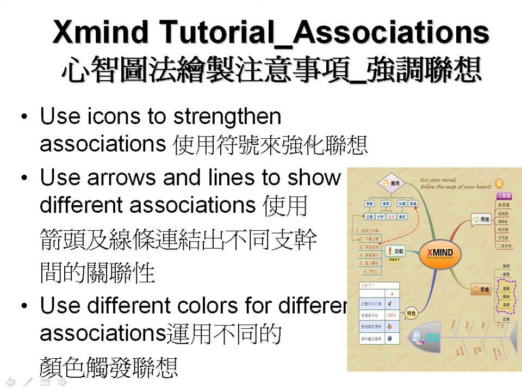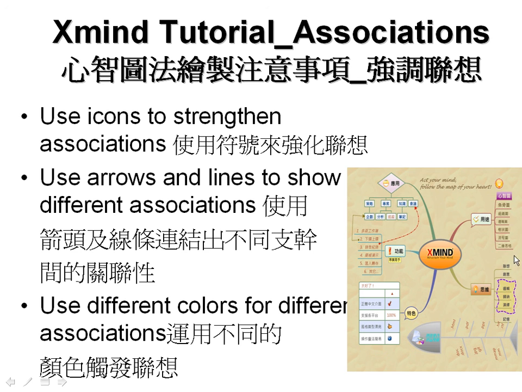So the first one is please use icons to strengthen association. You can see from the inserted pictures here, so you can use some images or some structures to strengthen association, and there are different icons to choose from. And the second one is use arrows and lines to show different associations. The third one is use different colors for different association. I mentioned these points in the past, and I want to stress this one again here.